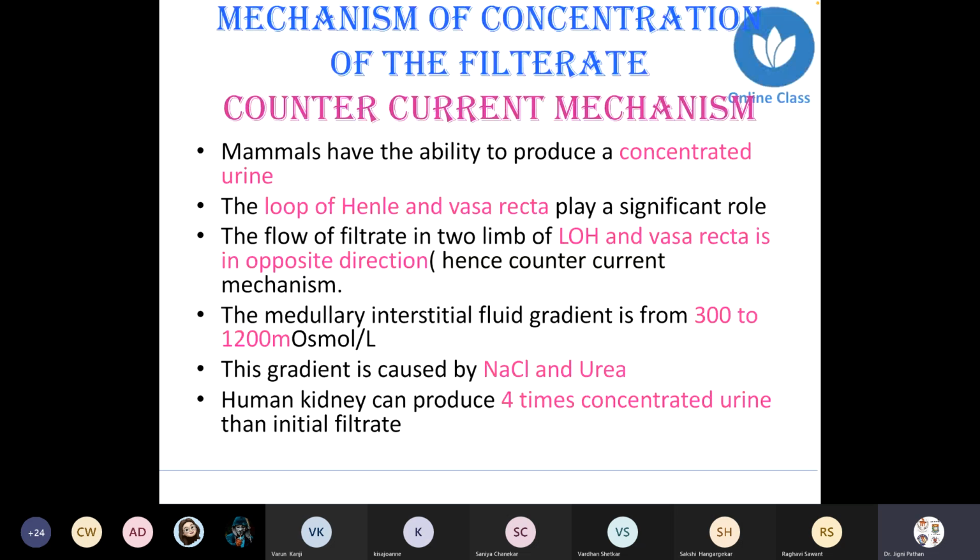So countercurrent mechanism is an ability to produce concentrated urine. What do you understand by concentrated? Hypertonic urine. You know the loop of Henle, you know the vasa recta. Both play a role in the countercurrent mechanism, and the flow of the blood and the filtrate in the loop of Henle and the vasa recta is in opposite direction.